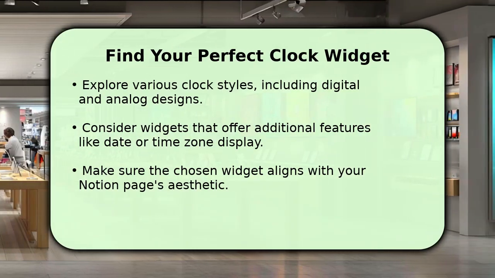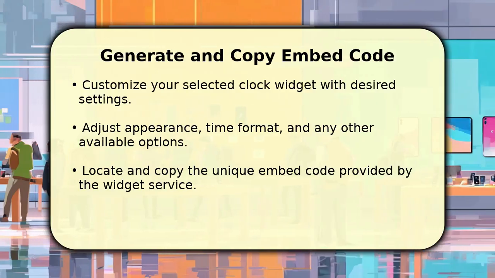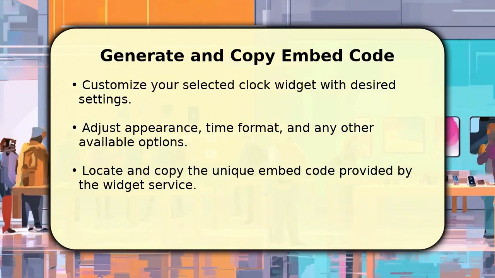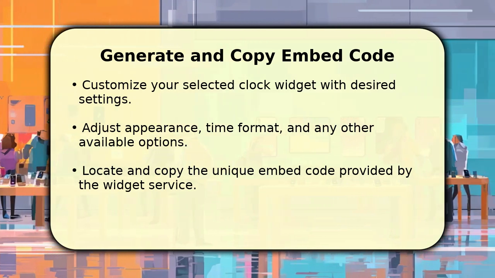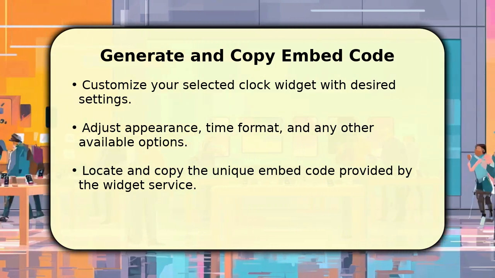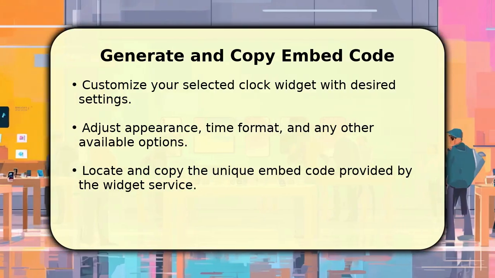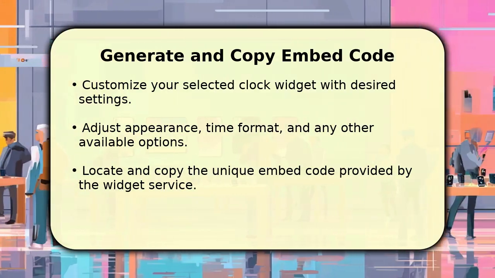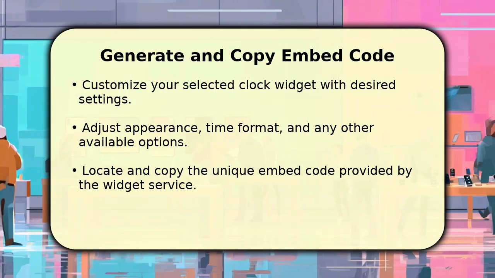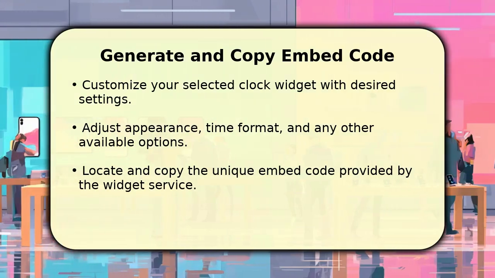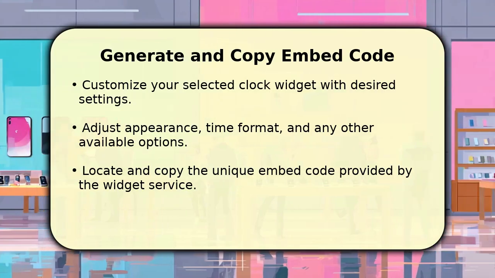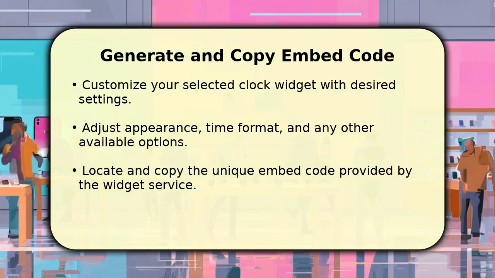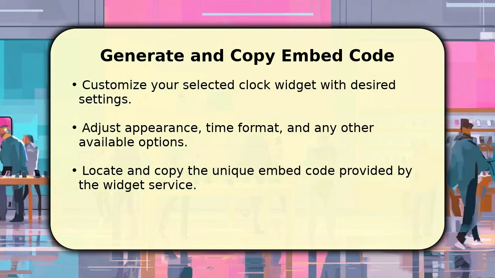Choose one that best suits your visual preferences and the functional needs of your Notion page, ensuring it complements your existing setup beautifully. After selecting your clock, you will find options to customize its appearance and functionality. You might adjust the background color, the font style, or even the 24-hour format versus the 12-hour format. Once satisfied with your modifications, simply click the Generate Code or Copy Embed Code button. This action will place the entire snippet of code directly onto your clipboard, ready for the next step.